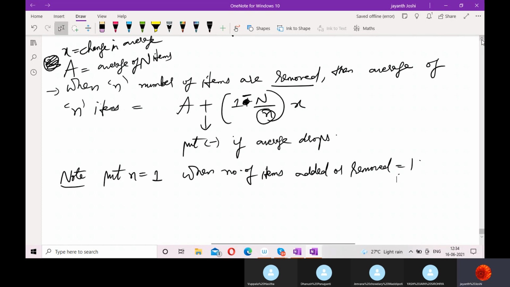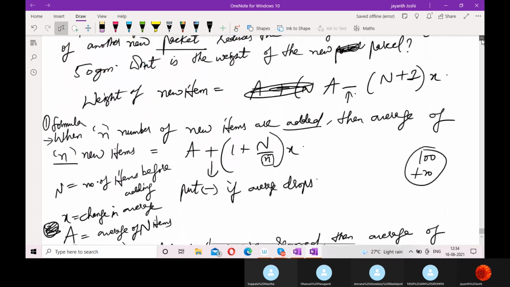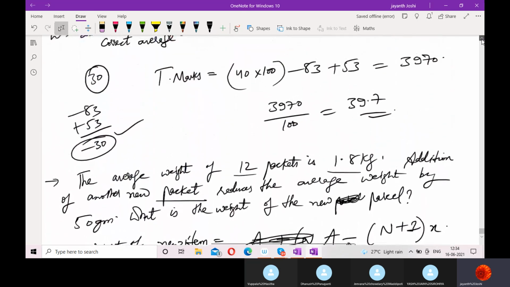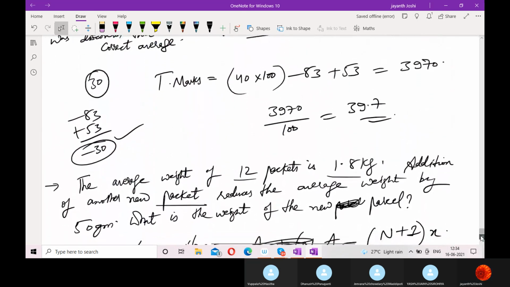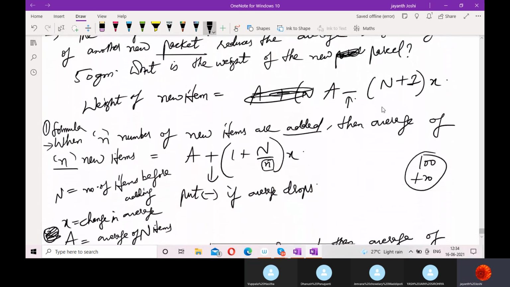So 1 would come in this particular thing. See, 1 plus n by n here we have taken, and in our question we have taken A minus n plus 1. So 1 plus n by n, your n would have been 12 as per the question. So I will use the formula. Just a second. Let me also explain you this question with the help of this formula. Just 2 minutes.